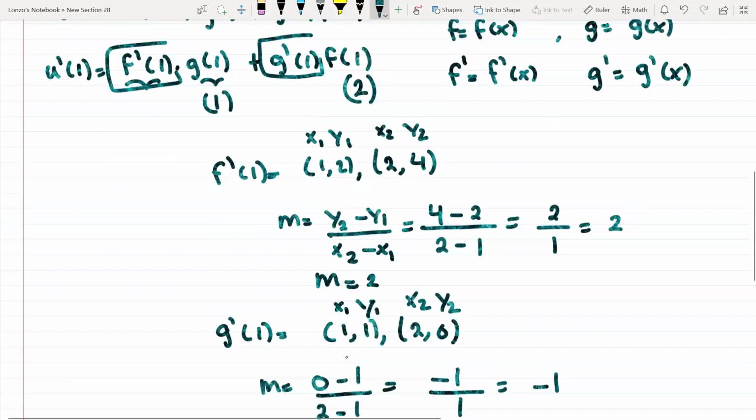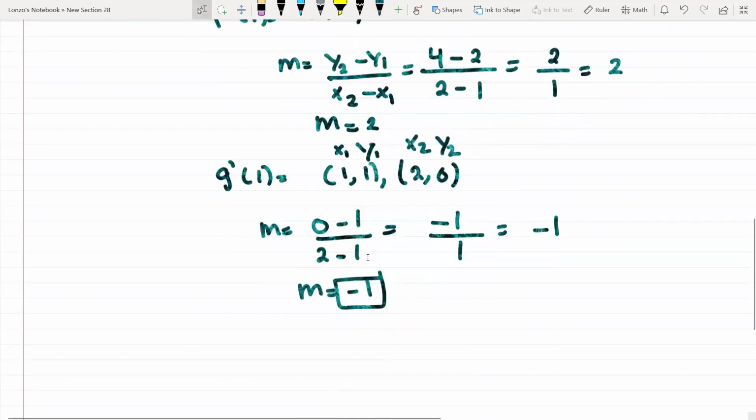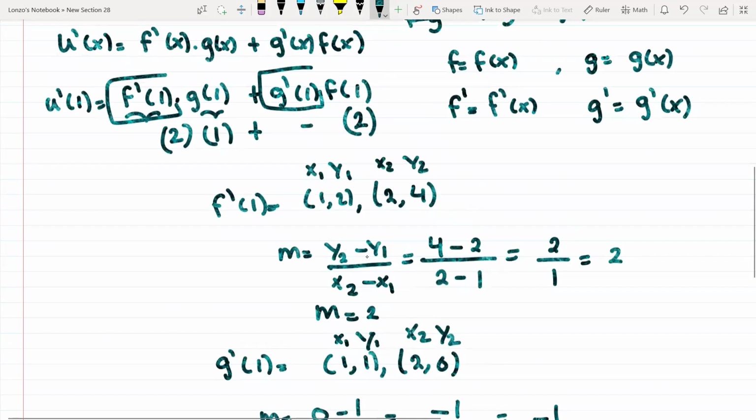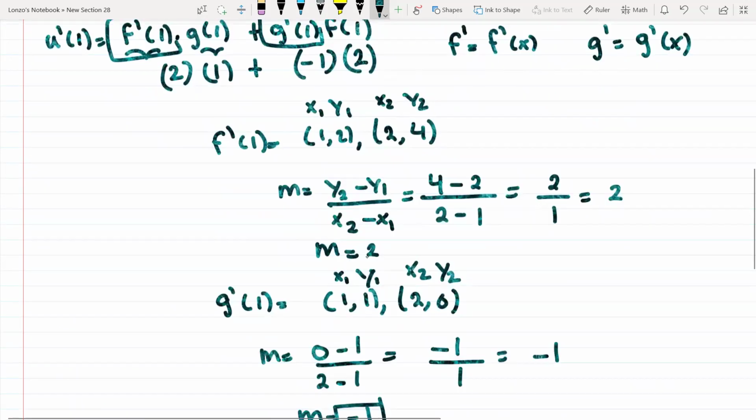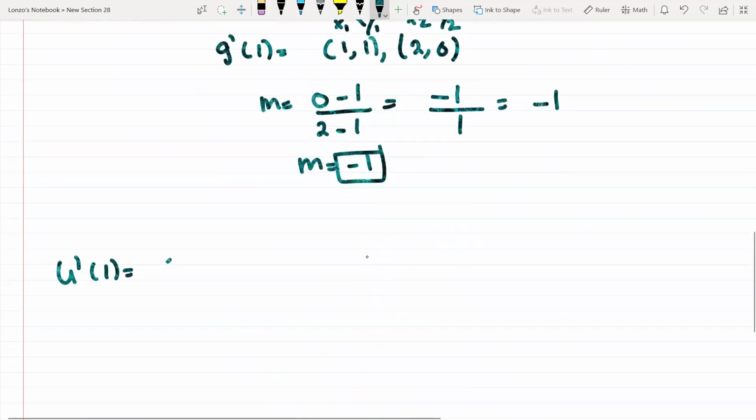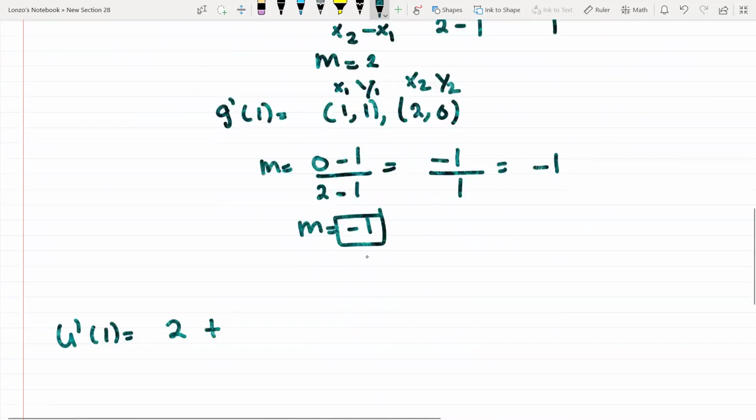Okay, so f prime of 1 is 2, and g prime of 1 is negative 1. If you put it all together, for u prime of 1, what's 2 times 1? 2. Plus, what's negative 1 times 2? Negative 2. And that gives you 0. So yes, u prime of 1 is 0, a slope of 0.